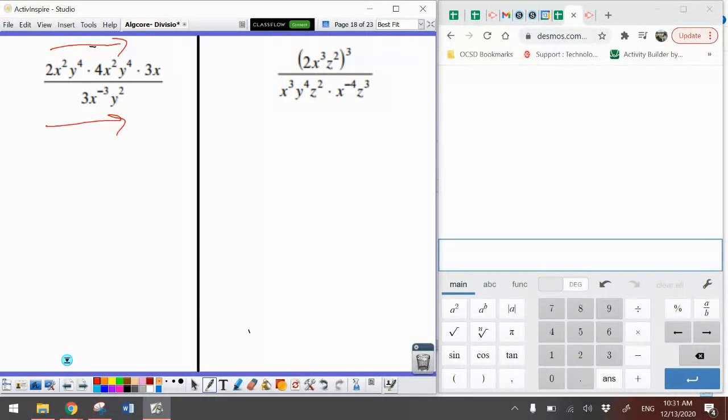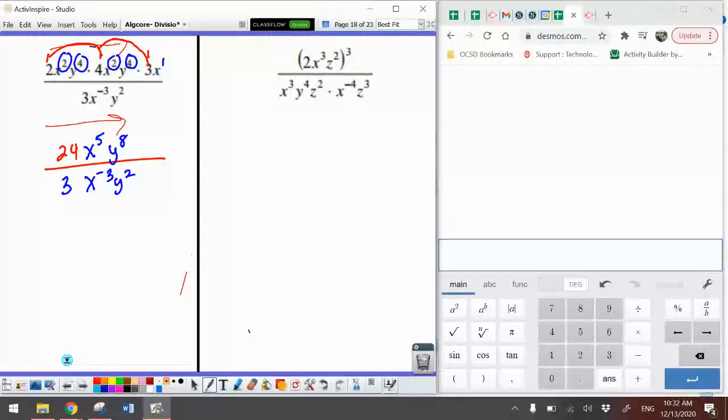Okay, so let's move across the top. We have three numbers. We have a 2, a 4, and a 3, and I'm supposed to multiply those. So 2 times 4 is 8. 8 times 3 is 24. So far I have a 24 on top. If I combine my x's, I have a 2 and a 1, so that would be 5 x's. My y's, I have a 4 and a 4, so that is an 8. And I don't have anything to combine on the bottom, so I'm going to just rewrite those.